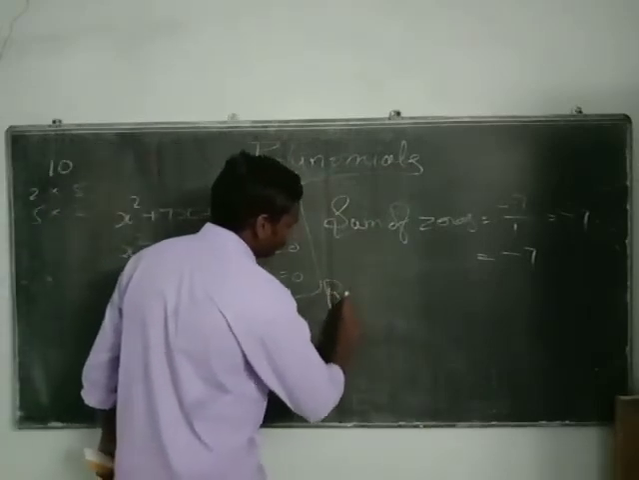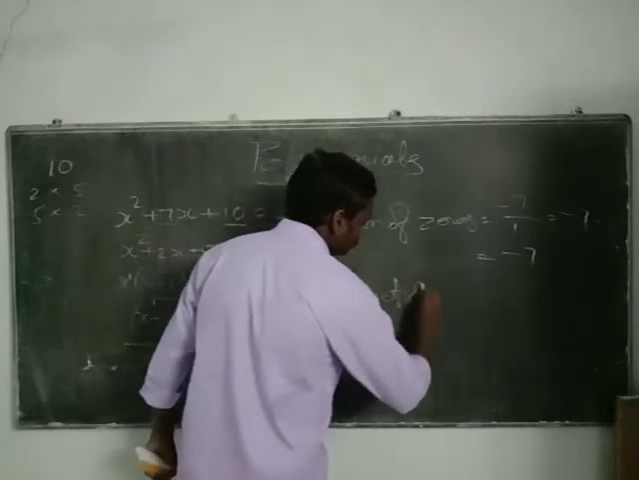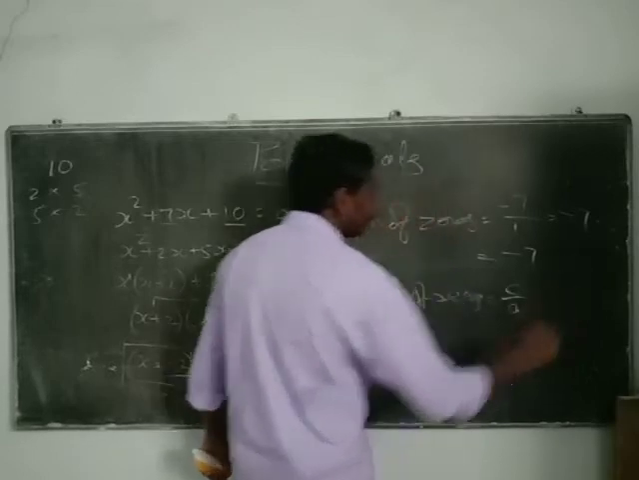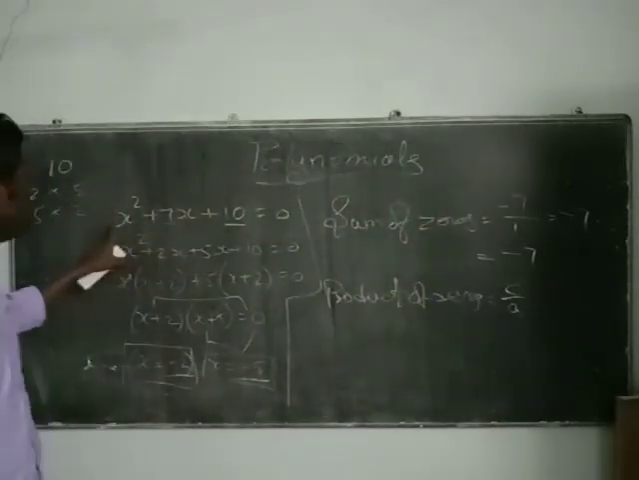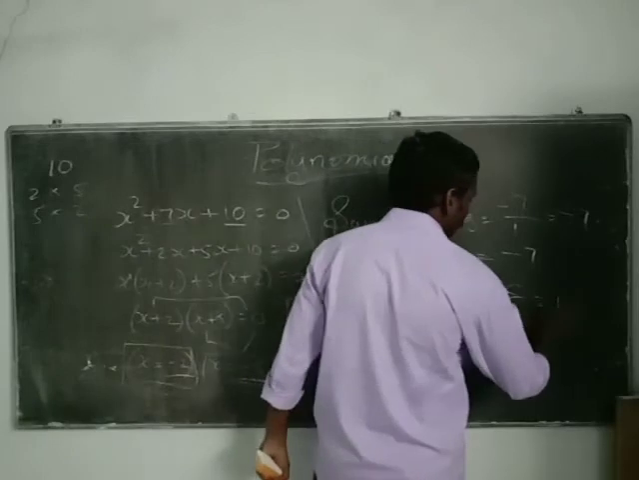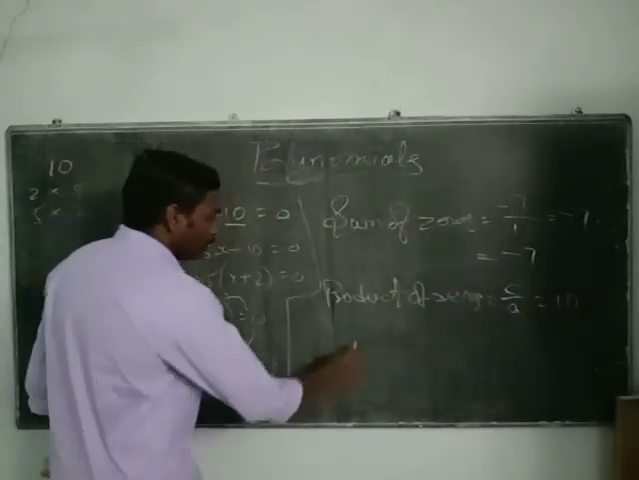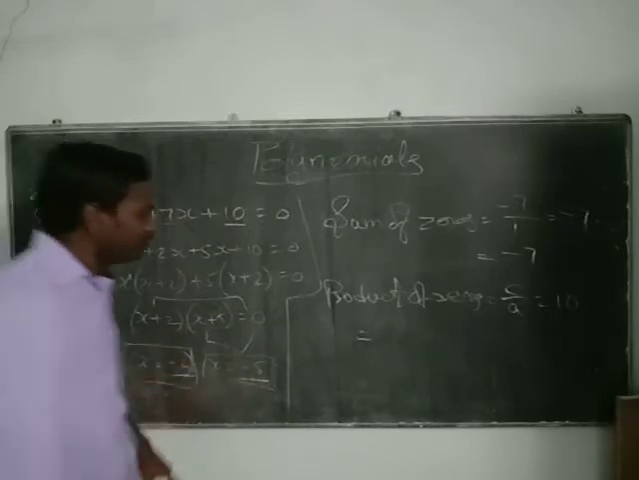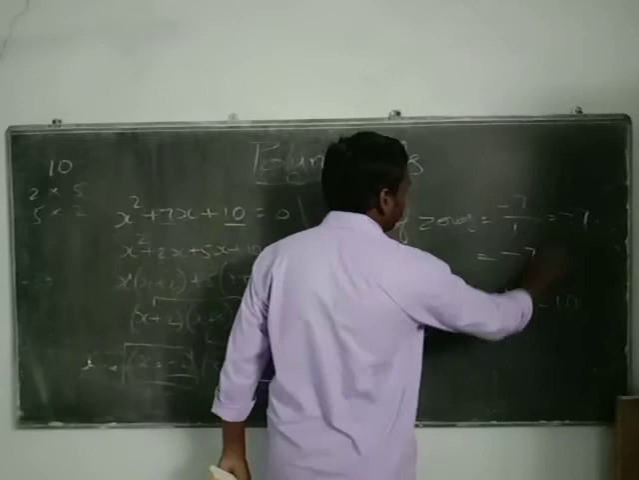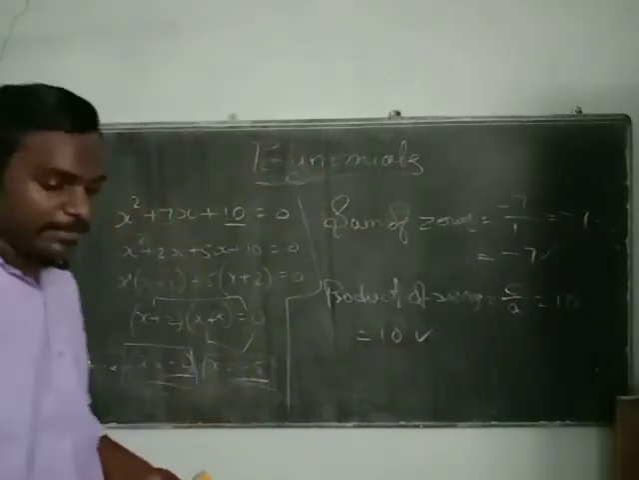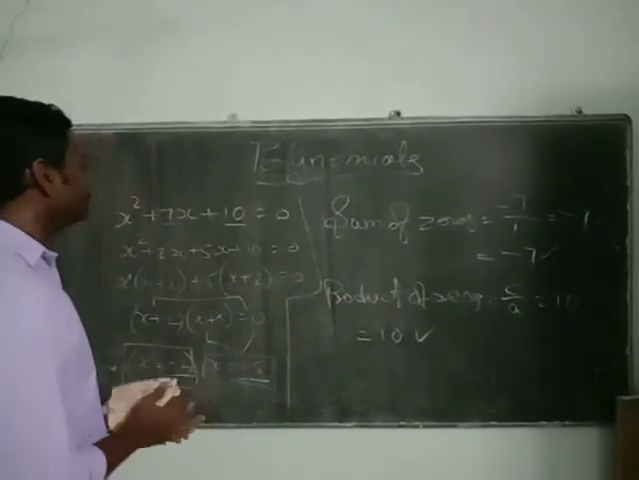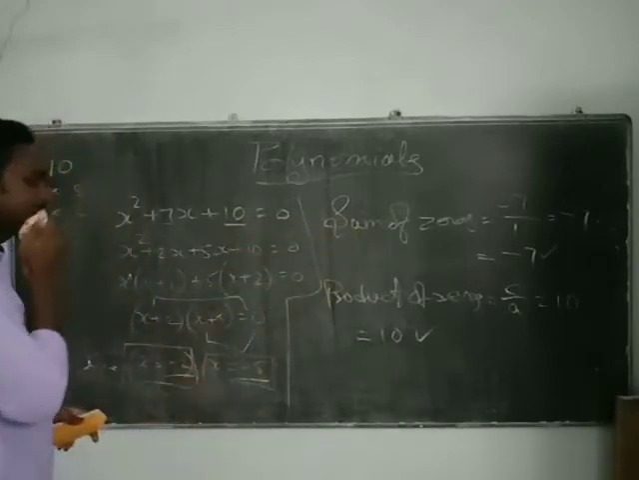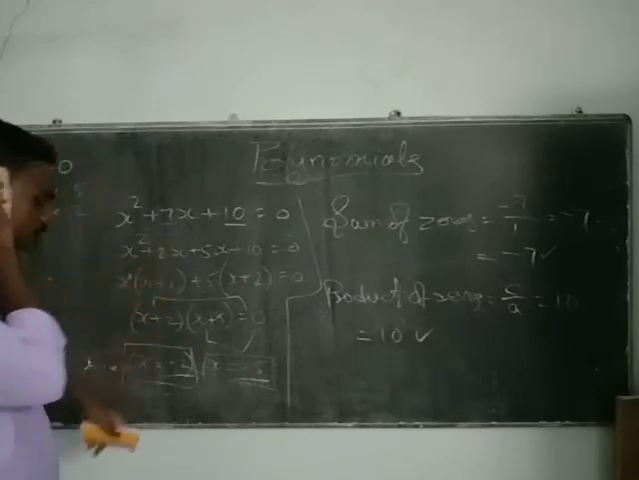Again let me take product of zeros, that is nothing but c by a, where c is 10 divided by 1, that is equal to 10. Again, product of zeros means minus 2 into minus 5 is equal to 10. So this is also verified. So whatever the equation might be, that must satisfy the polynomial in two ways. Either you can take it as sum of zeros and product of zeros, or you can use the factorization method.